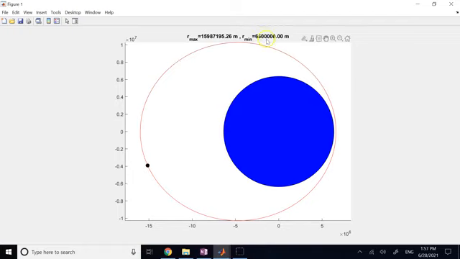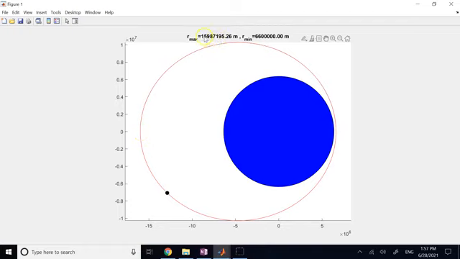The minimum distance is 6.6 million meters, or 6,600 kilometers. That is R0, the launch radius. And the max is happening when your satellite is at an angle of pi, and that is, as you can see, 15,000, 16,000 kilometers.